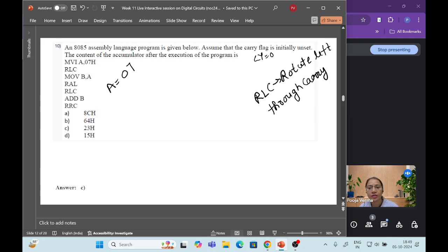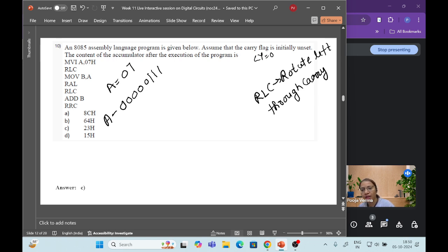Rotate accumulator basically. So now what is the content in register A? That is 0 0 0 0 0 1 1 1, so 0 1 1 1. This is the content of the accumulator. Now RLC, that means rotate left to carry. And what is the value in the carry flag? That is 0.